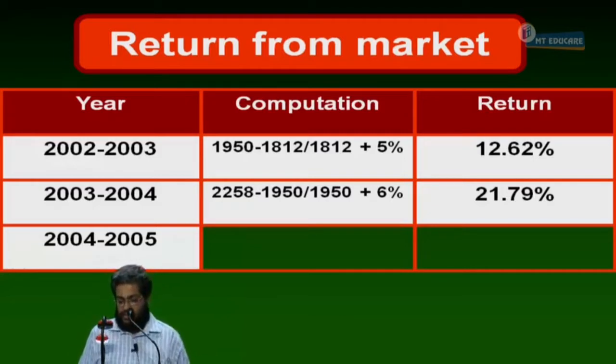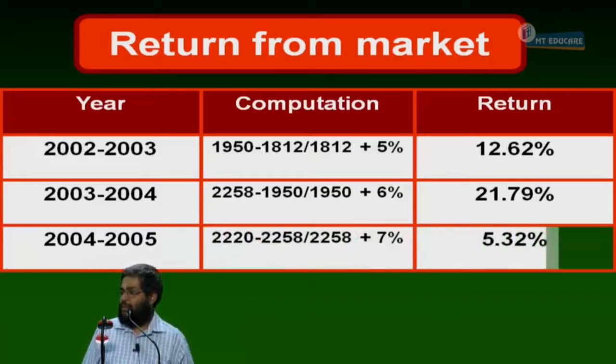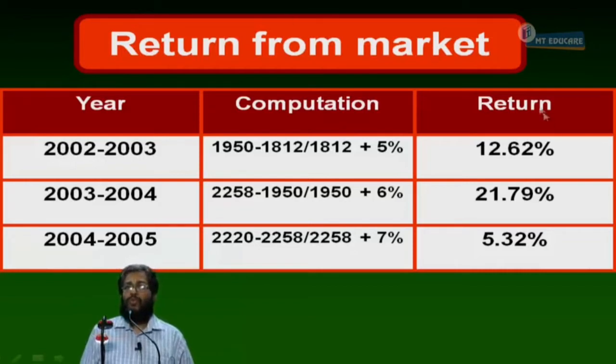What is the calculation? 2220 minus 2258 divided by 2258 plus 7%. I think I have a capital loss, or not. What is the number here? 5.32%. The return from the market is 5.32%. Tell me, this is a return from a single security.